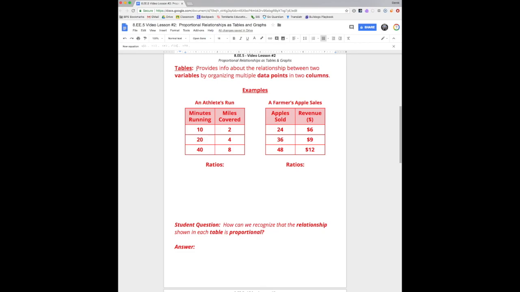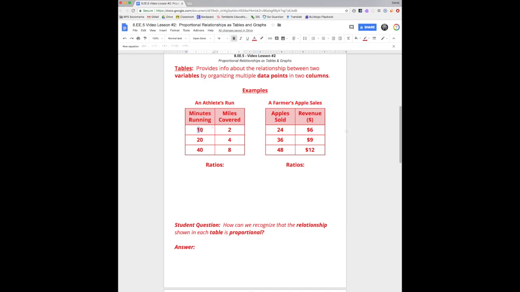In math, tables provide information about the relationship between two variables by organizing multiple data points into two columns. Here we see an example of tables that were created for those two written descriptions we discussed earlier. An athlete who runs 1 mile every 5 minutes, and a farmer who sells apples for $3 every dozen.